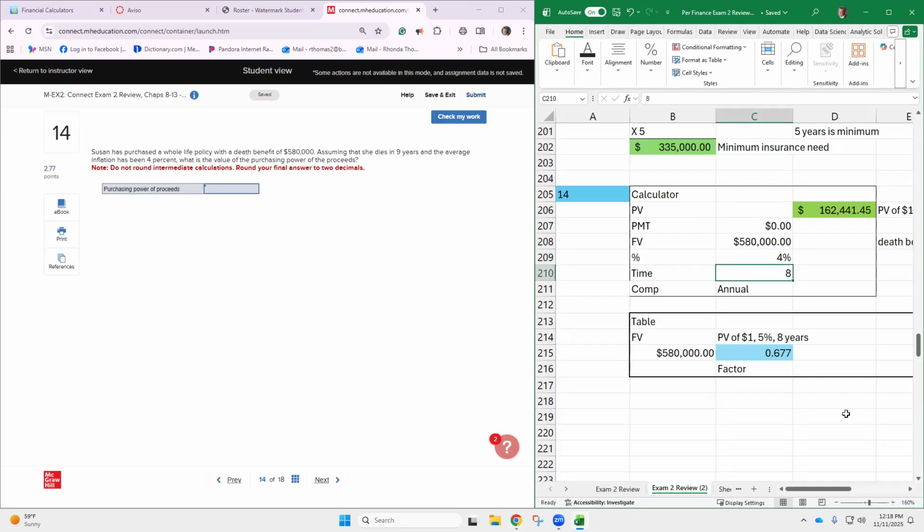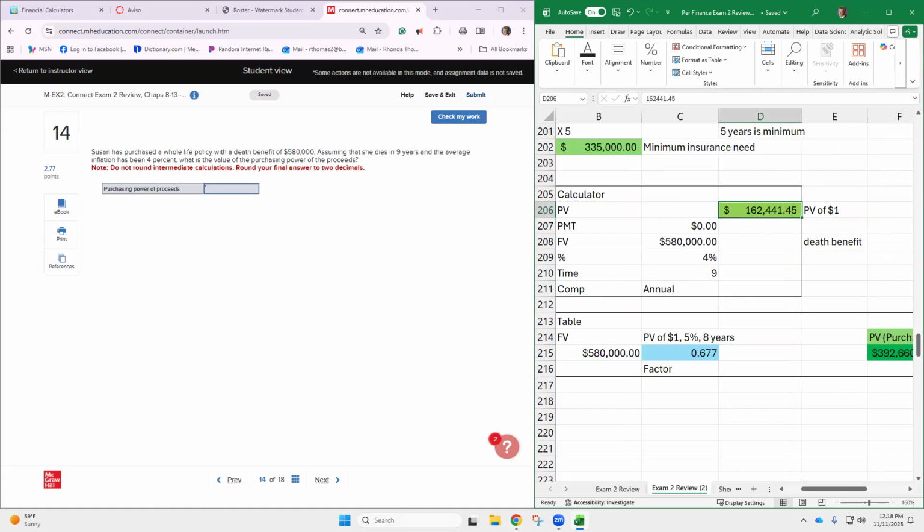4% is our rate, and this person passes away 9 years after taking out the policy. So we're going to calculate what the present value of those proceeds are. Remember, $580,000 9 years into the future is not going to buy as much today. It's going to buy less 9 years in the future. So it's not going to have as much purchasing power.